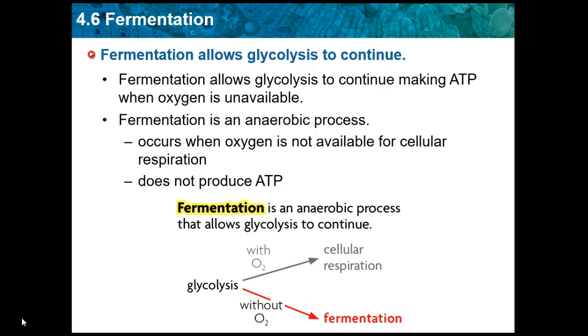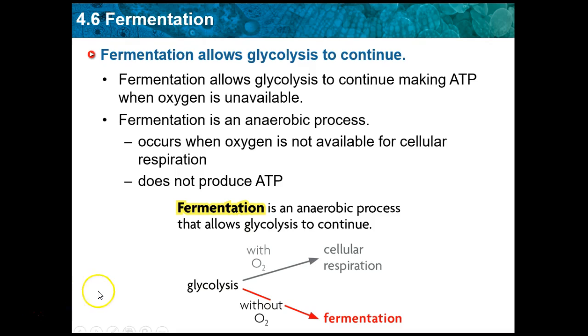So if you remember, the glycolysis portion of the process really didn't make very much ATP, but fermentation is going to allow that small amount of ATP to still be produced even when there's no oxygen around. And fermentation, again, is an anaerobic process. It's done without oxygen. It's going to occur when oxygen is not available for cellular respiration. So there's some reason that there's not oxygen or enough oxygen available to do the cellular respiration process, this fermentation can still occur. And this is not going to produce ATP, but it's going to allow glycolysis to continue.